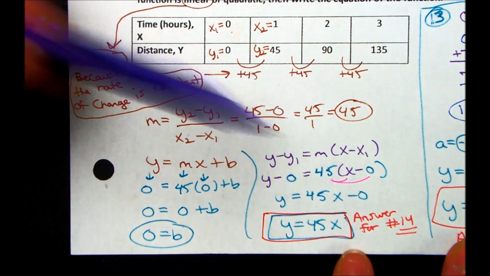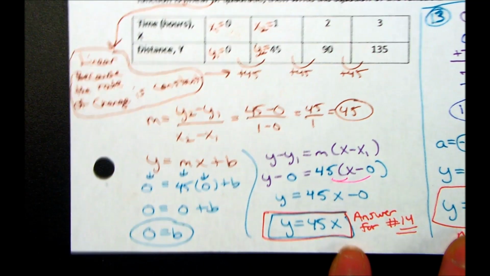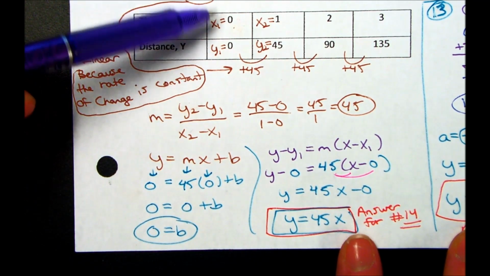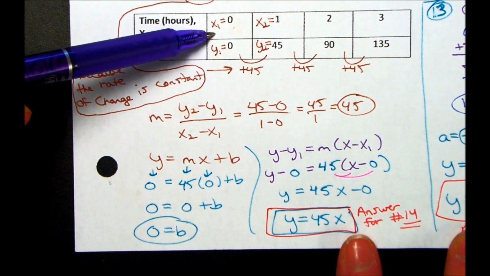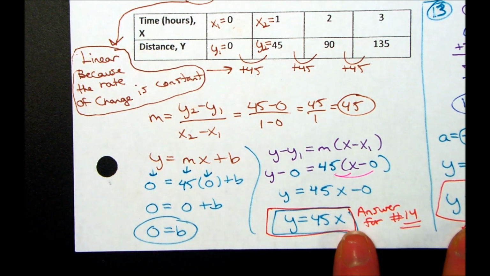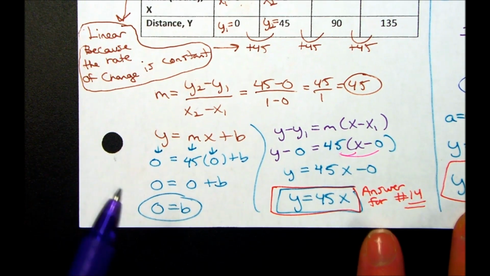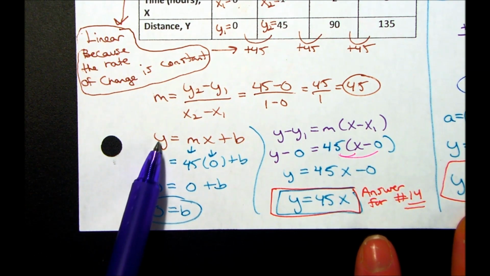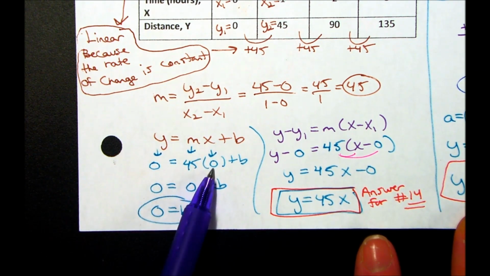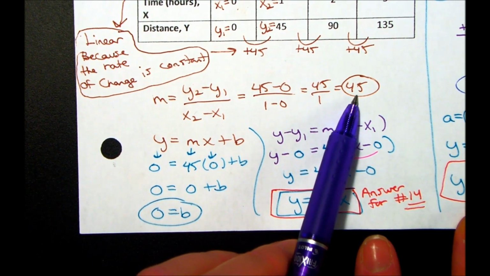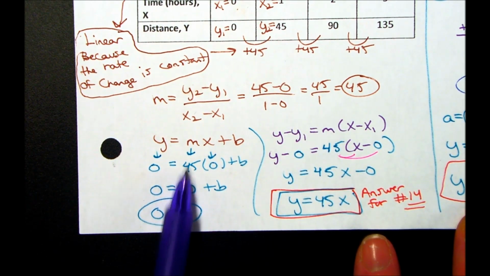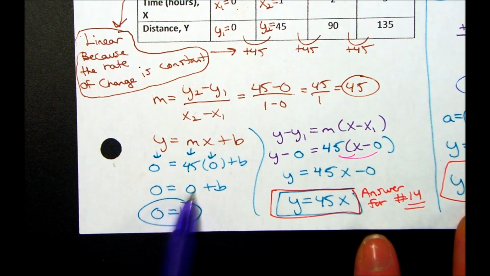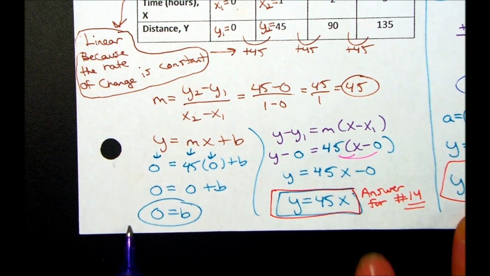So we could have just plugged in 0, but I wanted to show how, in case this was something other than 0, or in case you weren't given the y-intercept, what would you have to do? So if you were not given the y-intercept, you would have to temporarily substitute a point for y and x, put your 45 in place of m, and then solve for b. So the 45 times 0 would be 0, which still gives me 0.